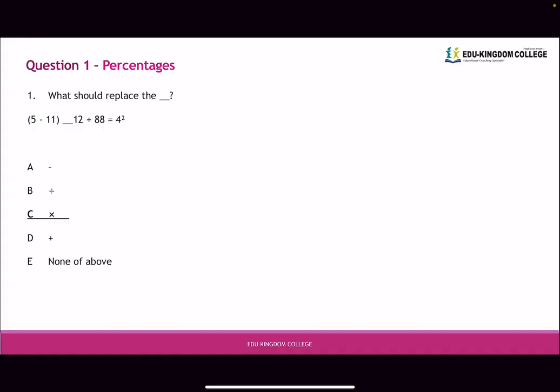Now let's get straight into some questions, because we spent a bit of time on that overview. So the sign that should replace the blank is times. Remember, always do the brackets first. Remember BODMAS, brackets are first, so this should have given you -6, and then whatever with 12. So times 12 should have given you -72, plus 88 equals 16. So that's correct.